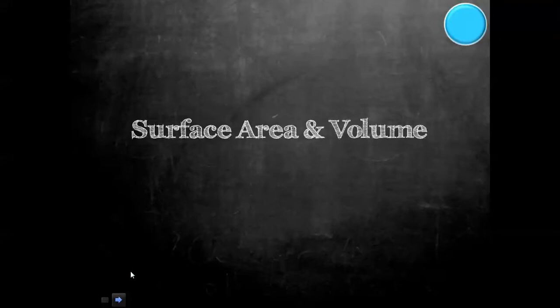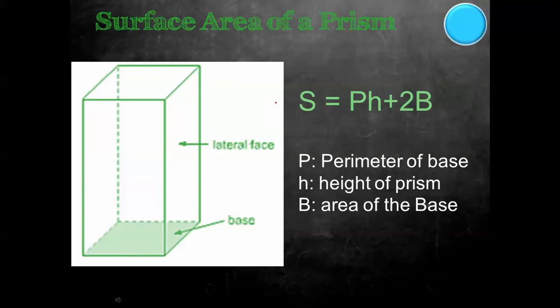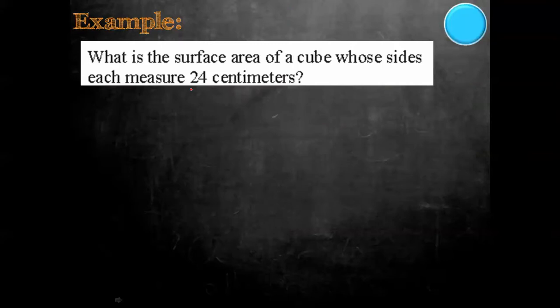In this lesson, we are going to continue talking about surface area and volume. So we've already talked about surface area of prisms, S equals PH plus 2B, where P stands for the perimeter of the base, H stands for the height of the prism, and B stands for the area of the base.